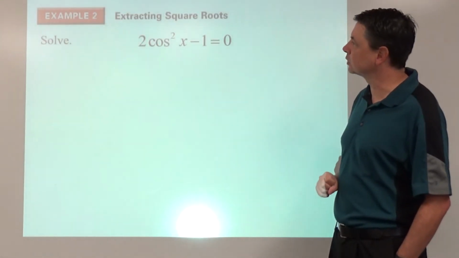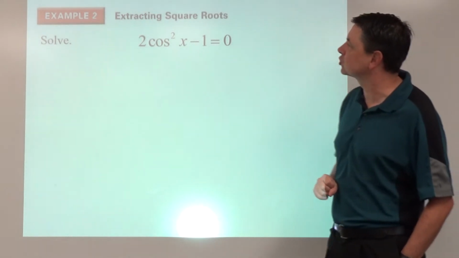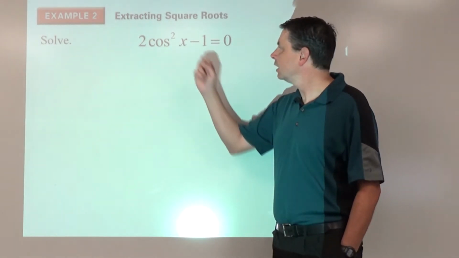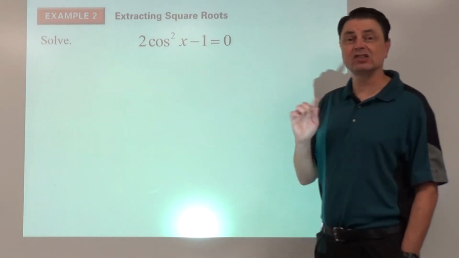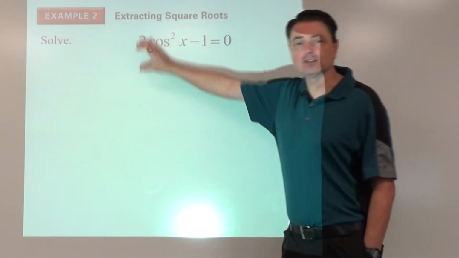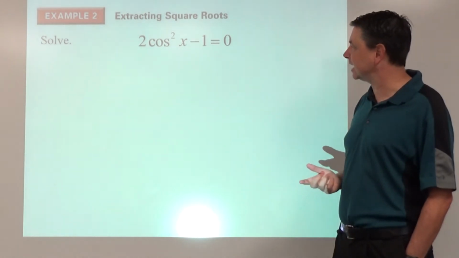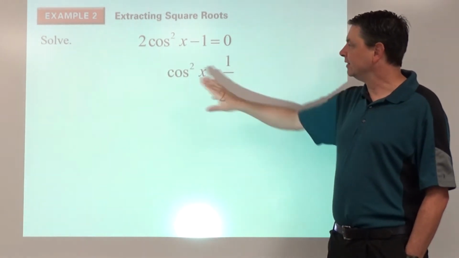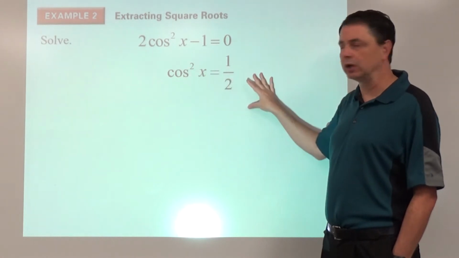All right, example number 2, extracting square roots. So we're going to isolate cosine squared x first. Maybe we add 1 to both sides and divide by 2 on both sides as a second step. And then we'd go ahead and square root both sides.